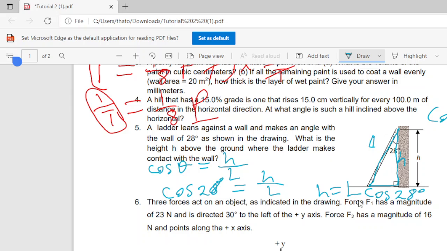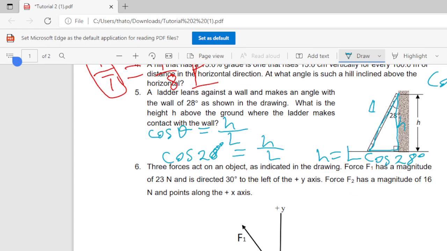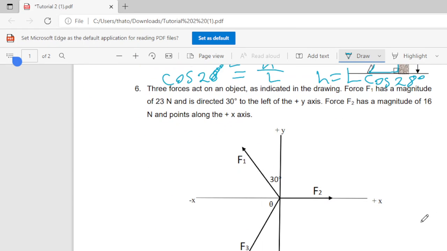The following problem, 6, clearly it will be forces. We deal with forces here, sum of forces at a point, things like that. There's another subtopic that you need to understand in order to solve this question, because they say unit vector. You need to understand what is a unit vector.